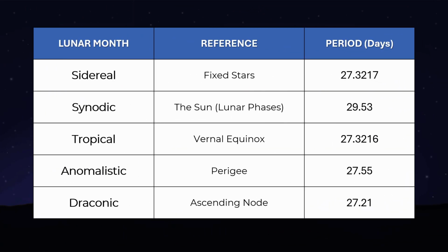So here they are, the 5 lunar months: Sidereal, Synodic, Tropical, Anomalistic, and Draconic. Each one tells a different story about motion, time, and perspective. Now you know how astronomers track the Moon.